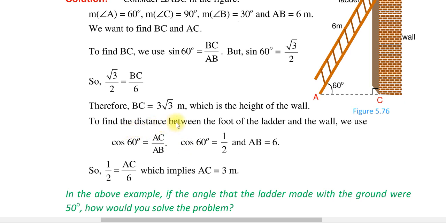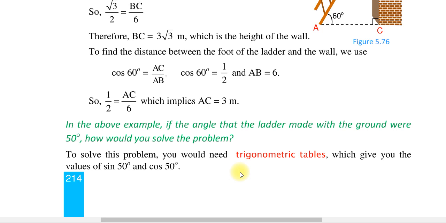To find the distance between the foot of the ladder and the wall, that means to find AC, what do we use? We use cos. Cos 60 is equal to AC over AB. Cos 60 is equal to 1 over 2, and AB is 6 meters. So 1 over 2 is equal to AC over 6, and this implies that AC is equal to 3 meters.